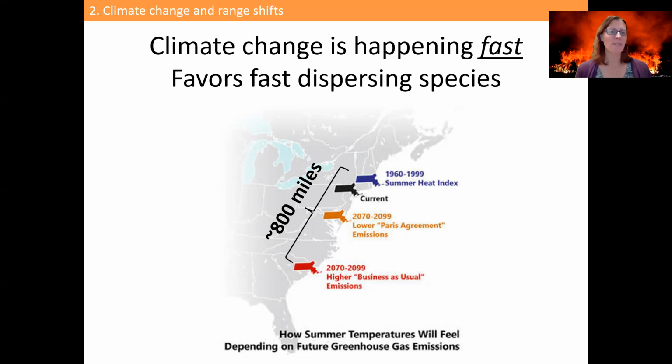All right, so the point number 2 that we wanted to talk about was climate change and range shifts. And the idea here is that climate change is happening really fast. So there on this map is Massachusetts in terms of where its climate space was in 1960 or the late 1900s, basically. We are currently in New Jersey or thereabouts.